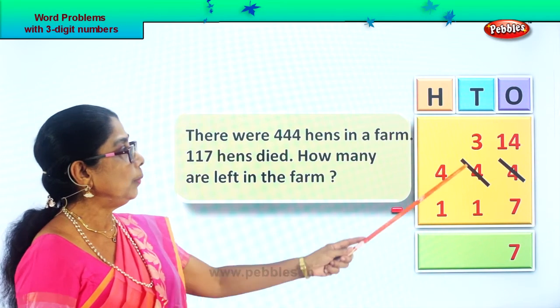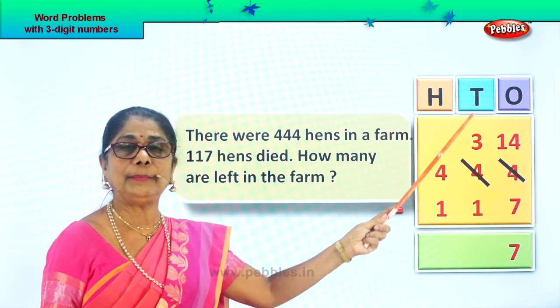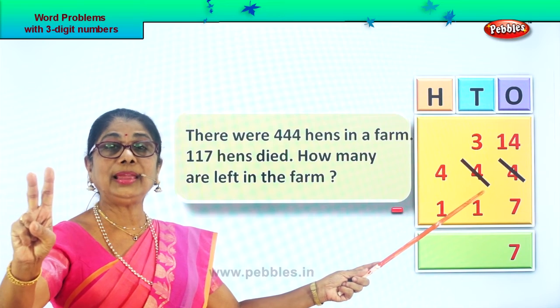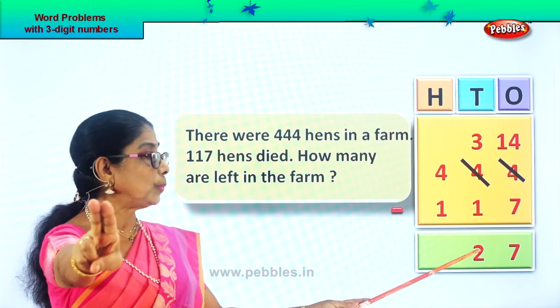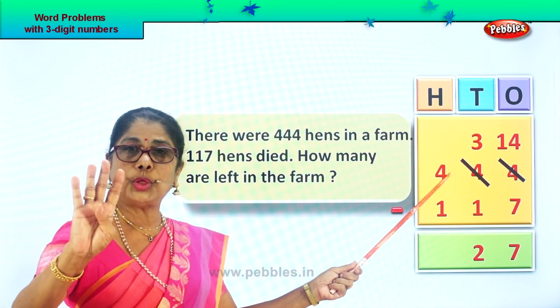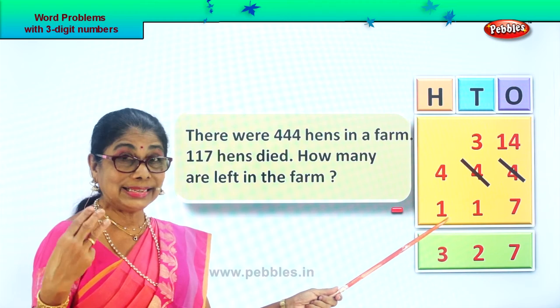Good. Now we go to the tens. We have 3 tens minus 1 ten. 3 minus 1. 3 take away 1 gives you 2. So we write 2 in the tens place. In the hundreds place, we have 4. 4 take away 1 gives you 3. 4 minus 1 is 3.